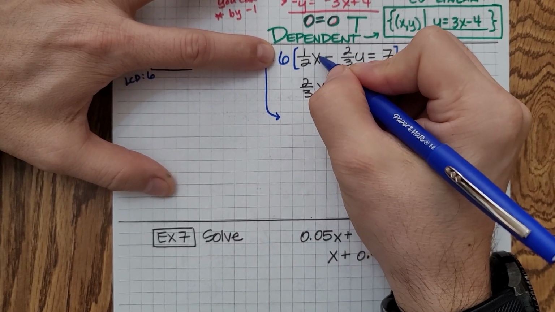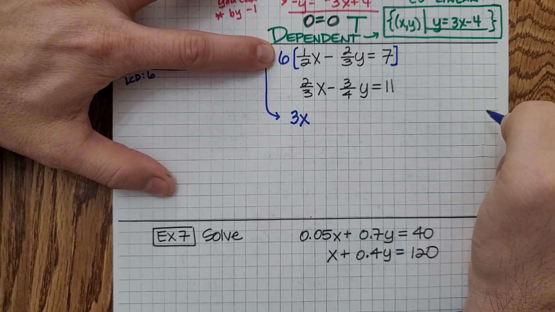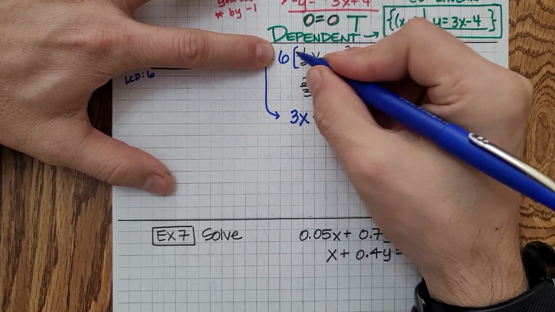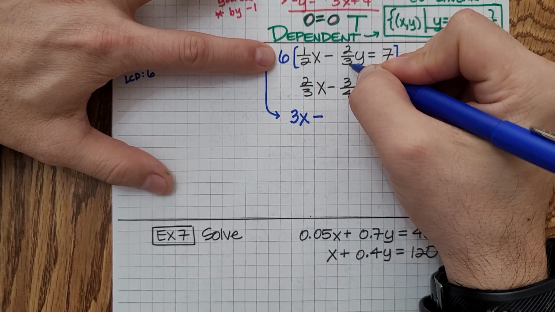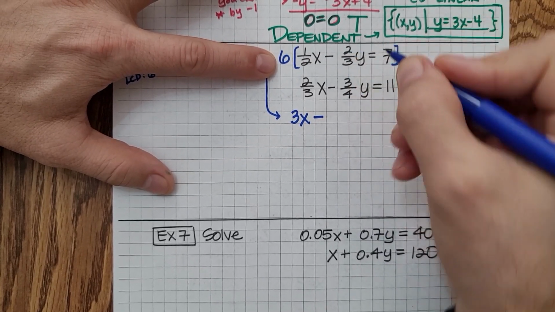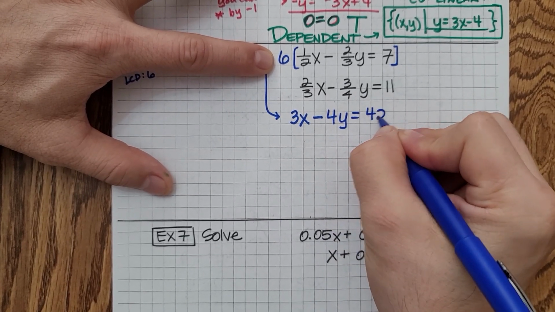6 times 1/2 x equals 3x, half of 6. Minus 6 times 2/3, well, 6 times 2 is 12, divided by 3 is 4, or 6 divided by 3 is 2, times 2 is 4. Minus 4y equals 42.